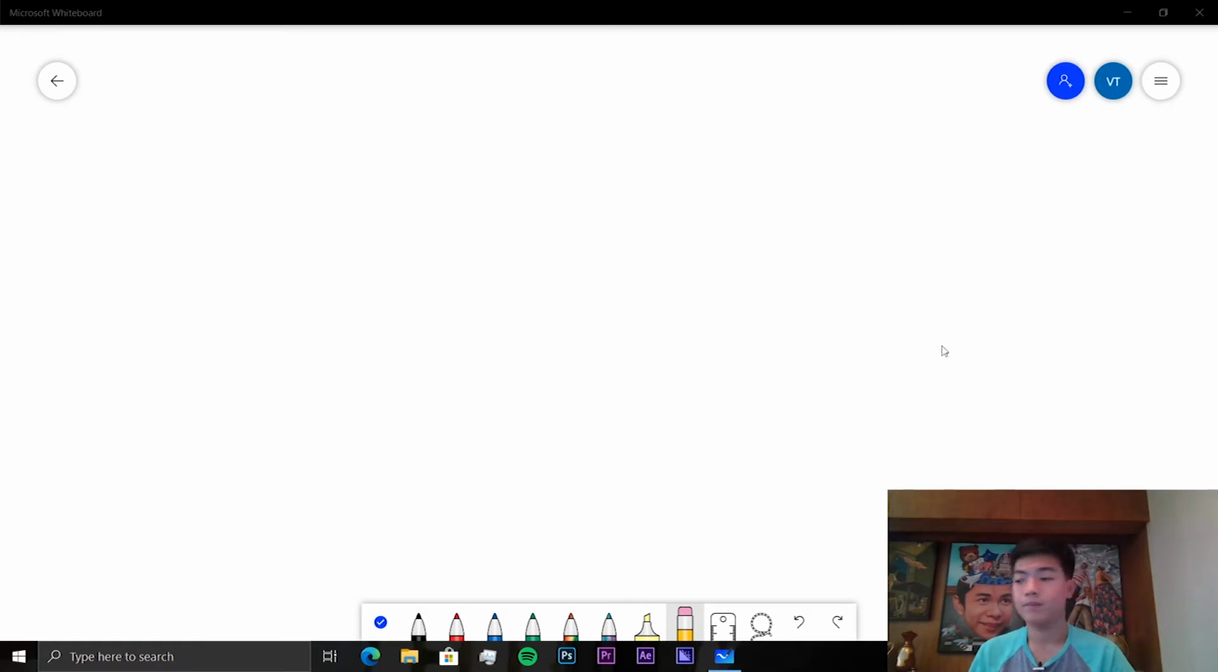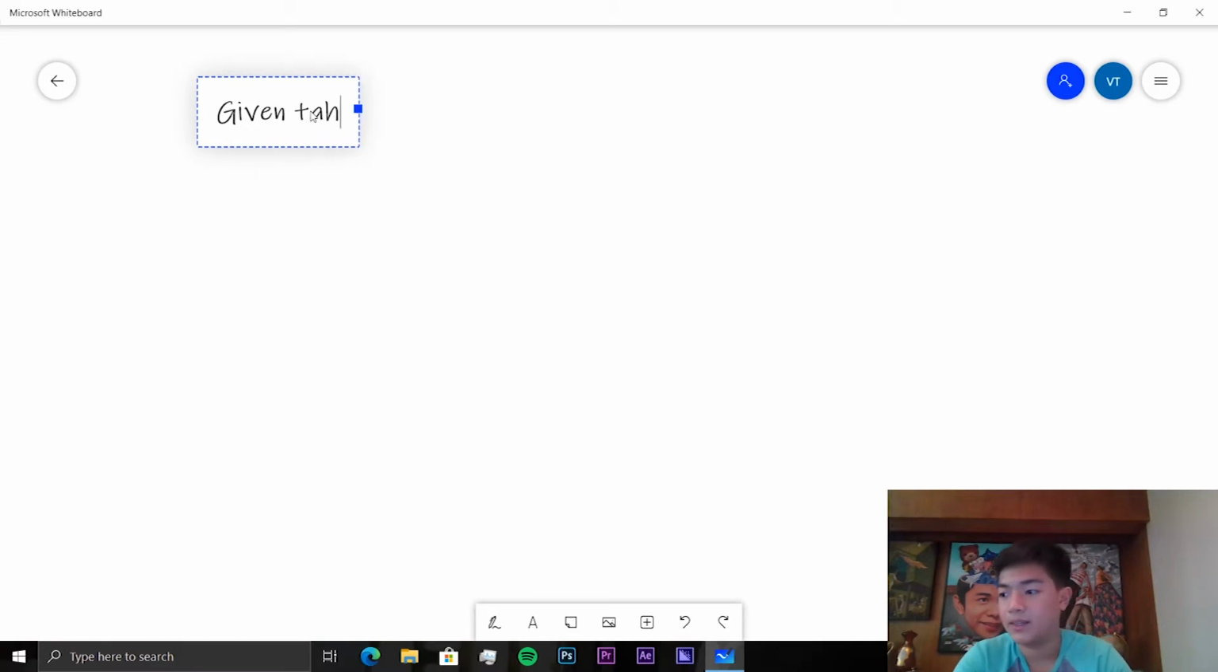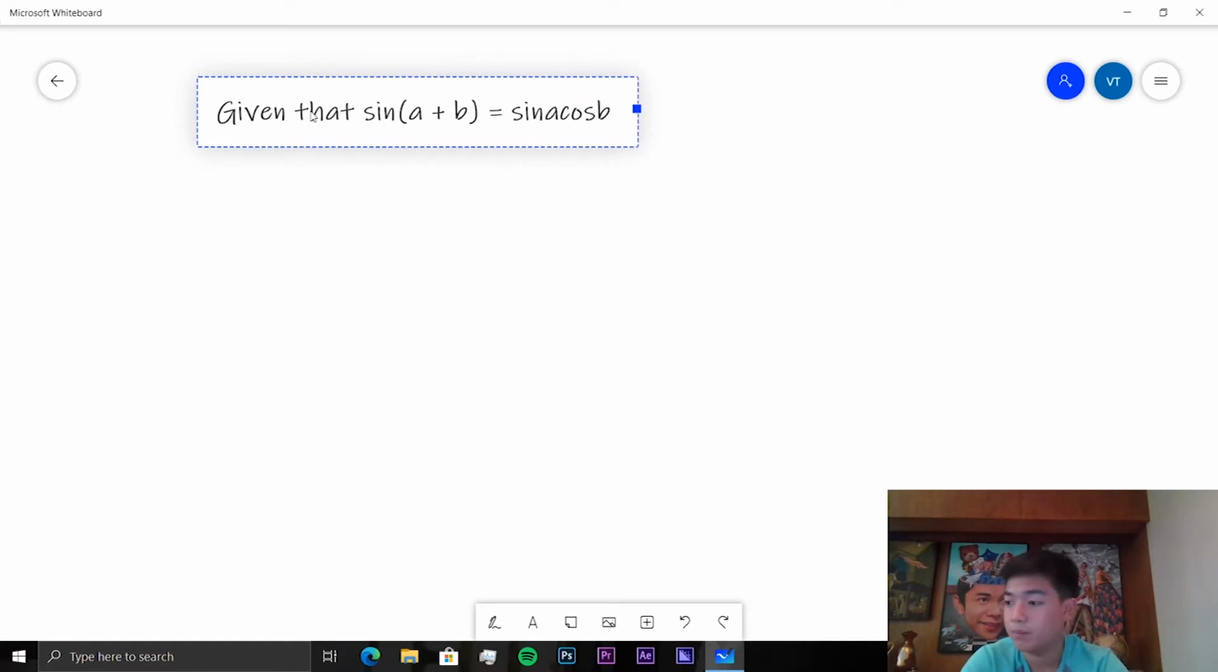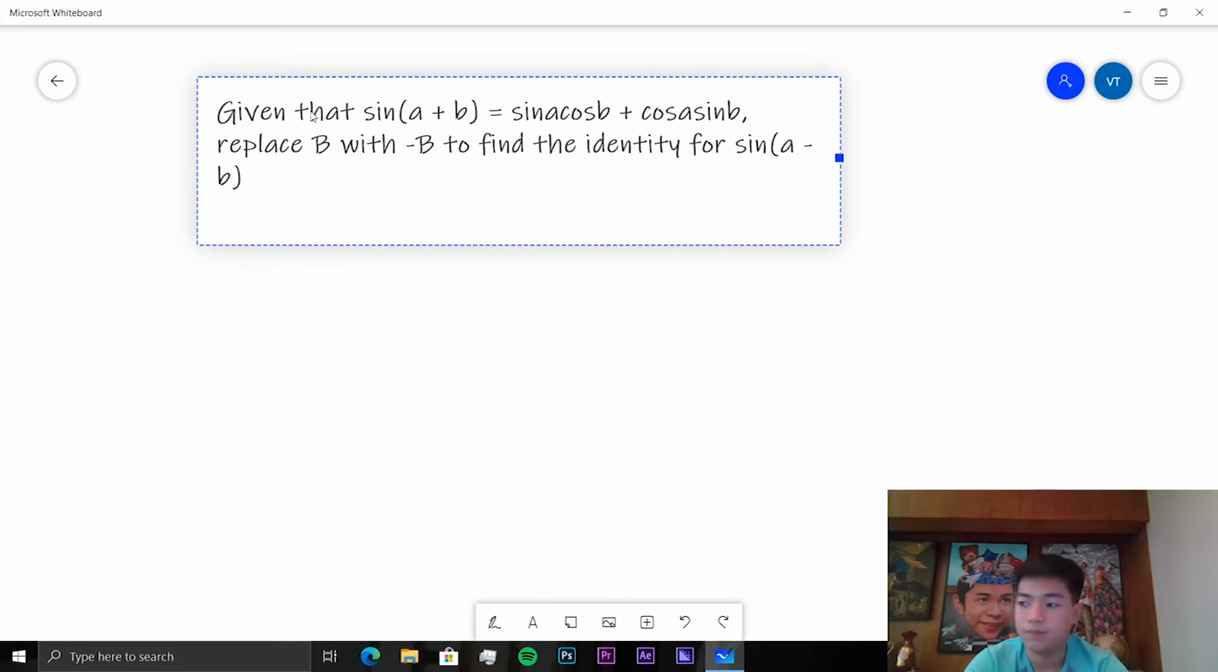Firstly, given that sine a plus b is equal to sine a cosine b plus cosine a sine b, replace b with minus b to find the identity for sine a minus b. So we get that sine a minus b is equal to sine a cosine minus b plus cosine a sine minus b.